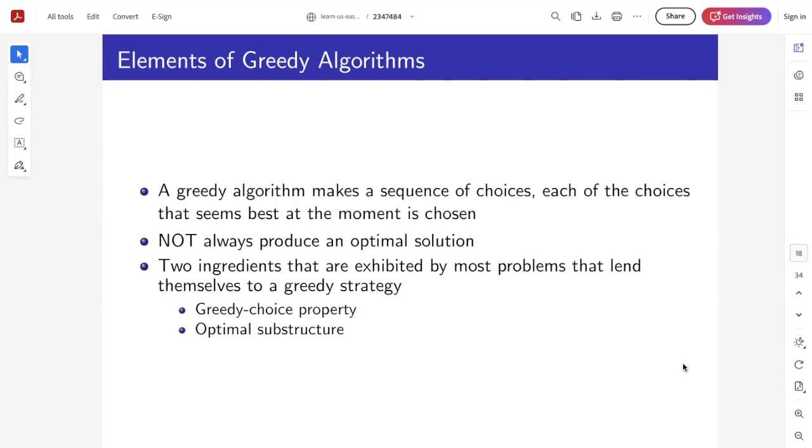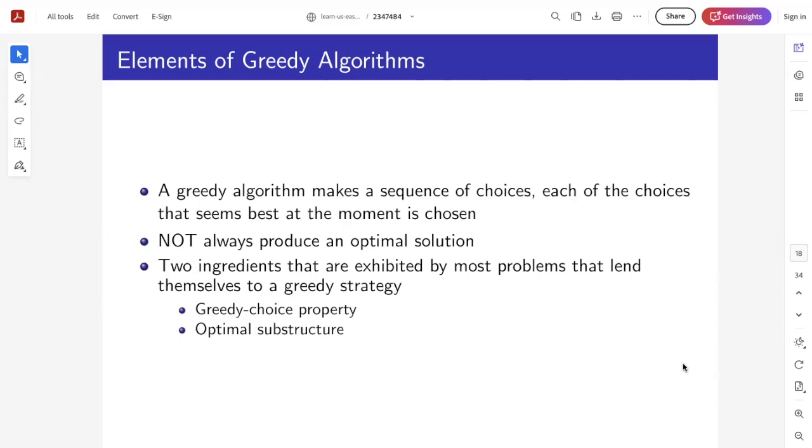So now let's look at the elements of greedy algorithms. A greedy algorithm makes a sequence of choices. So it's linear, right? When we mention sequence, it means linear rather than a tree-like structure. Each of the choices that seems best at the moment is chosen. However, greedy algorithms do not always produce an optimal solution.